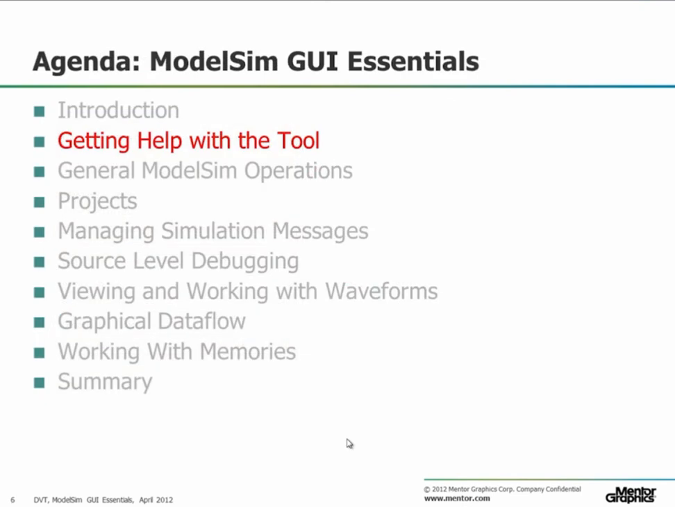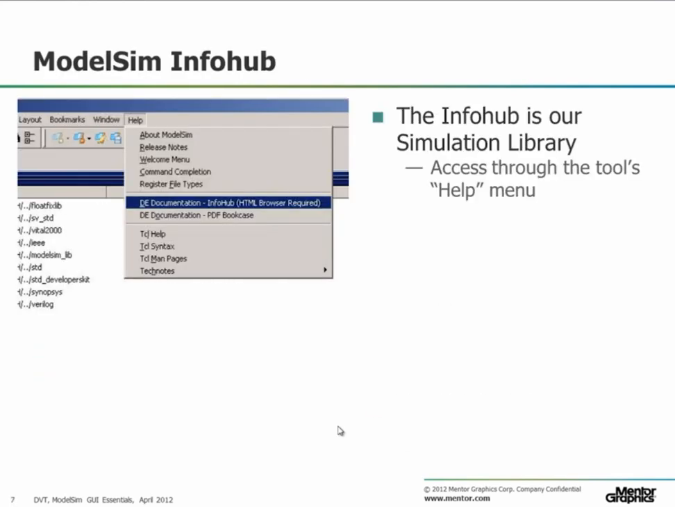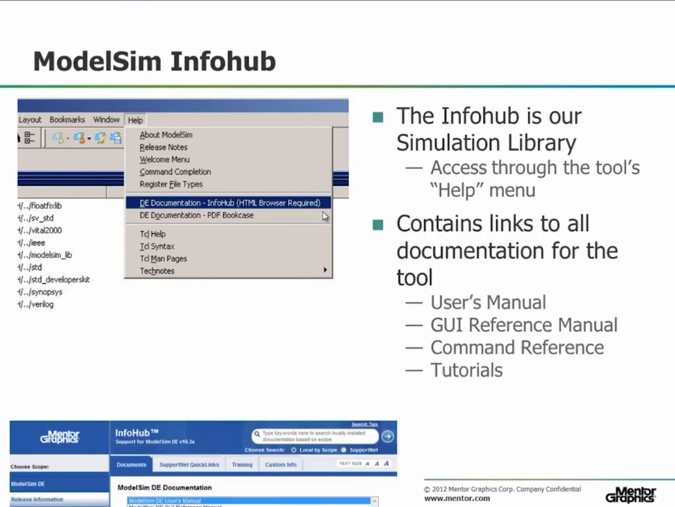Second thing we'll talk about is getting help on the tools. The first thing everyone does is ask questions. How do I get help? Well, if you go to the help menu on the main taskbar at the top here, you can bring up either the PDF bookcase, which is a set of PDF manuals, or the HTML browser Info Hub.